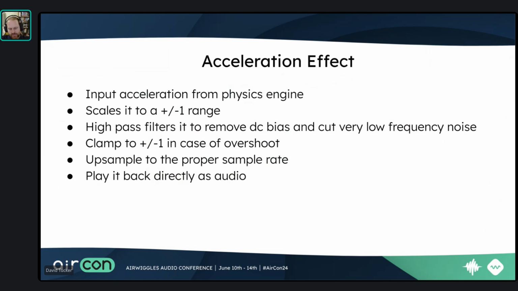And then that's it. You just play it back as audio. So this is really easy. So this can provide really rich feedback if you get it balanced correctly. Like in our game, when it's working right, you can really feel every little bump in the track. And we don't have to code anything for that. It's just there free in the physics.